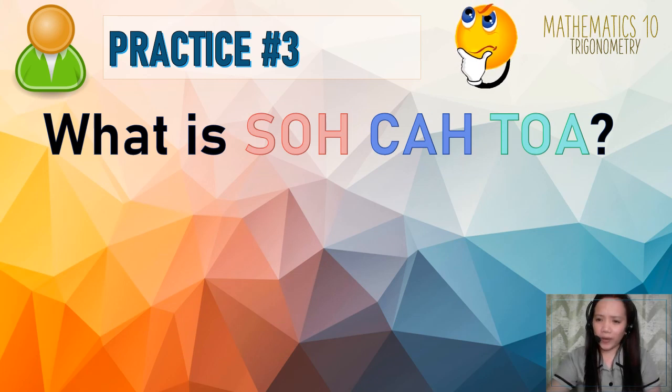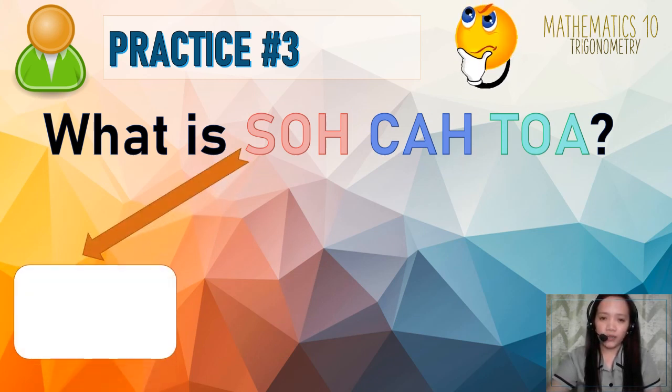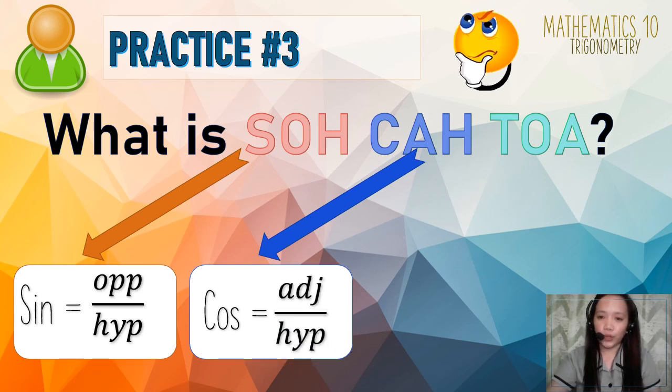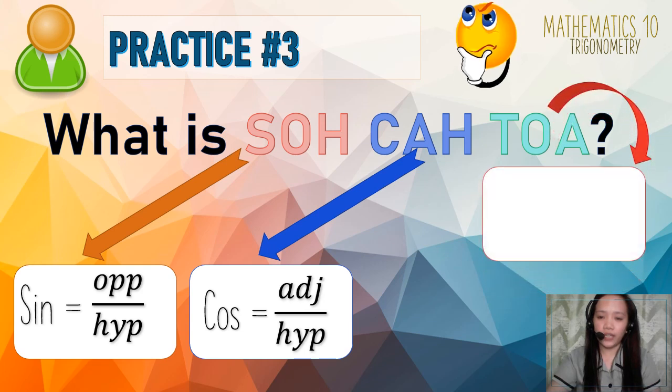What is SOHCAHTOA again? So, SO means sine equals opposite divided by hypotenuse. CAH means cosine equals adjacent divided by hypotenuse. And lastly, for TOA, we have tangent equals opposite divided by adjacent.